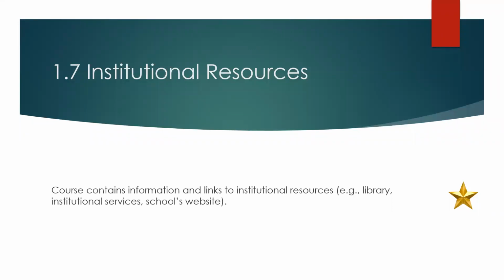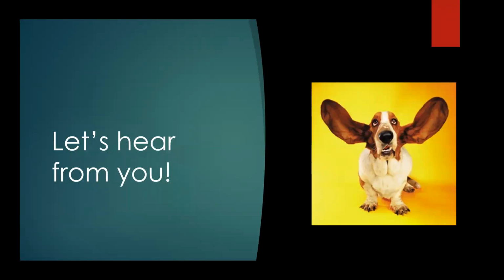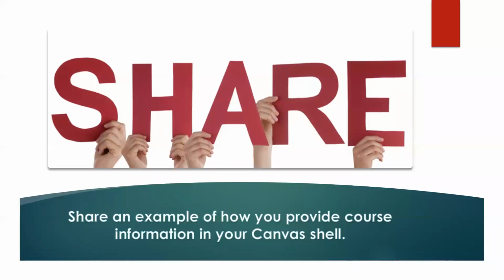Okay, so I've given you a lot of information to absorb in these 7 criteria for the first part of our series. So let's take a moment. Let's hear from you. If you want to share an example of how you provide course information in your course shell, there is a chat box. I thought there was going to be a Q&A panel, but there is a chat box that you can write your example in. Or if you would like to talk, if you have a microphone, you can raise your hand and I can unmute you.